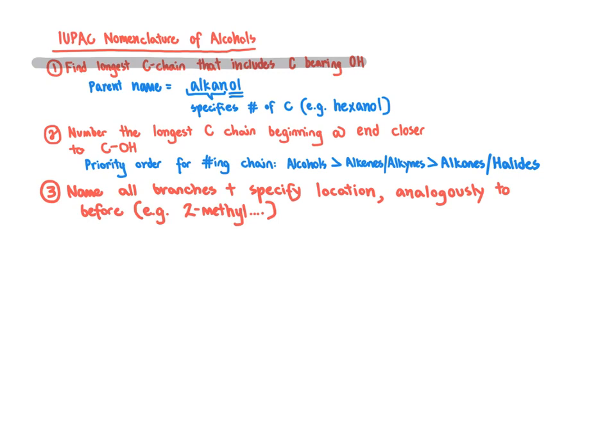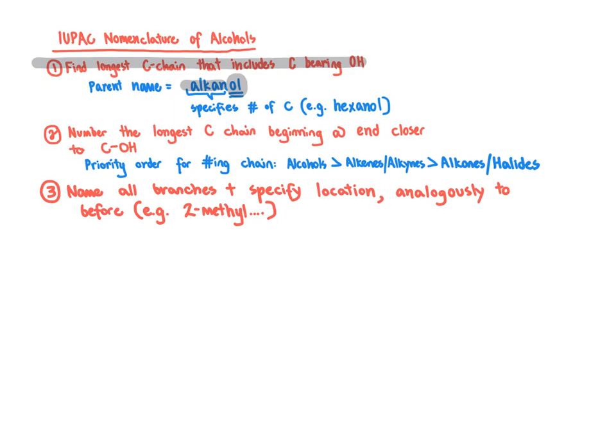The parent name of the molecule is going to follow the template alkanol, where the OL portion of the name will indicate to us that the molecule is an alcohol, and the alkan part will be replaced with the specific term to indicate how many carbons are in that longest carbon chain. For example, pentanol would be a 5-carbon chain, hexanol a 6-carbon chain, etc.